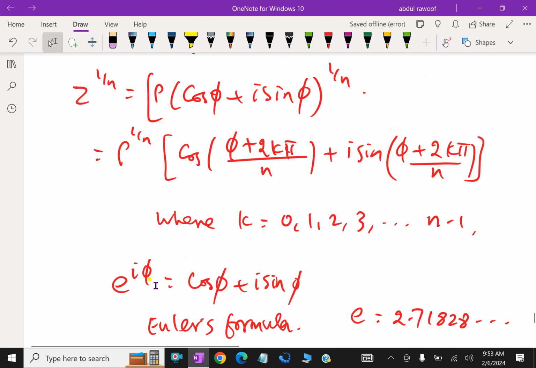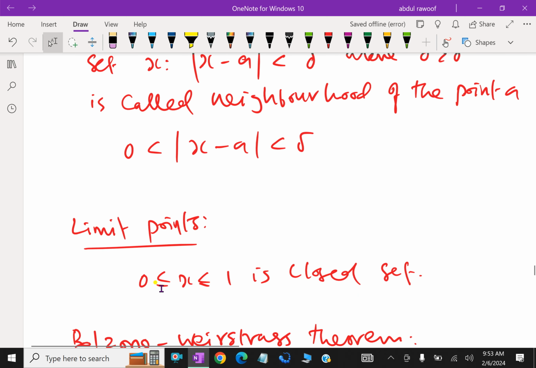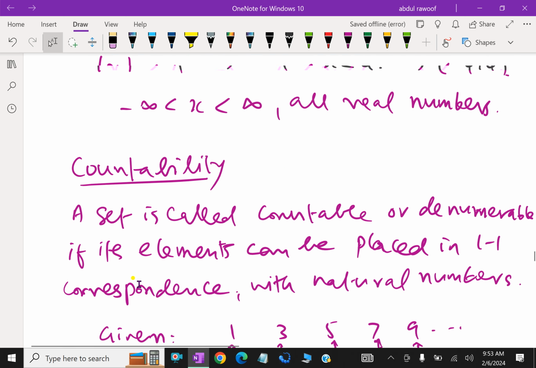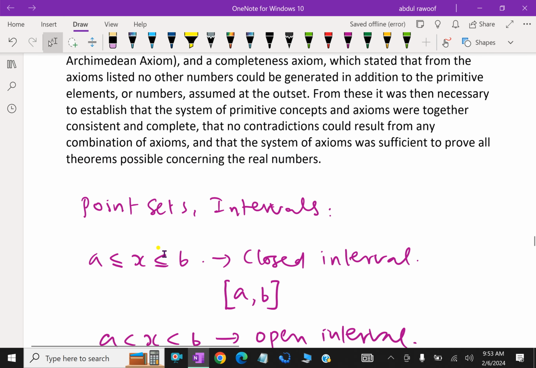So far we have discussed numbers and the axiomatic approach to numbers. Now in further videos we will discuss advanced calculus one by one.